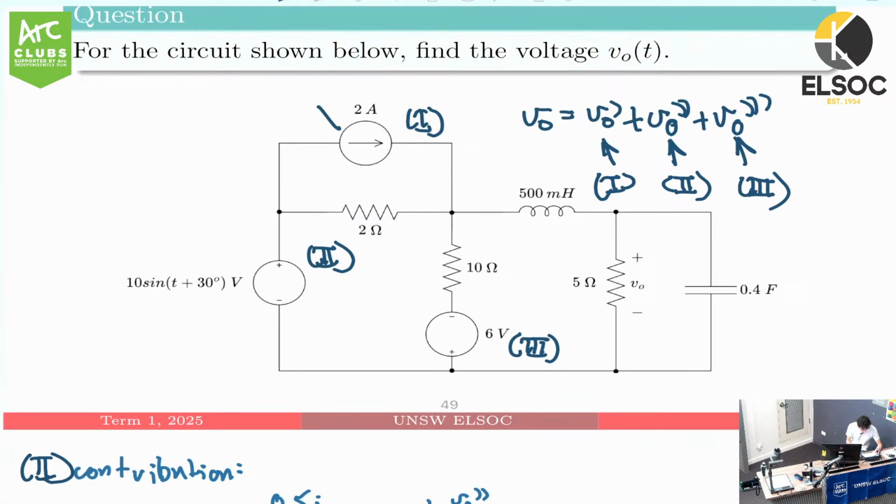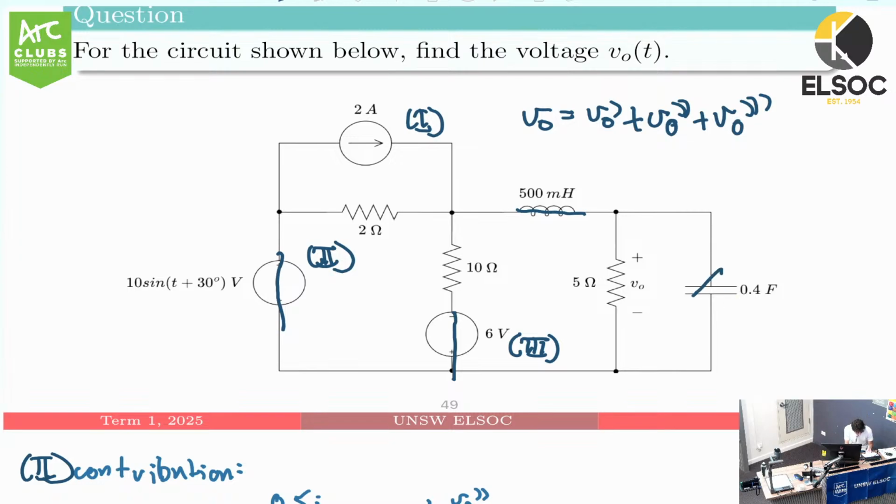If we're looking at just this source, using superposition, we'd have to turn off all the other sources. So that means I can rub a bit of this off so I get some space. What we can say is that this becomes a short circuit. This also becomes a short circuit. This inductor, because we're working in DC, becomes a short circuit. And this capacitor becomes an open circuit. So we'll just draw it like this.